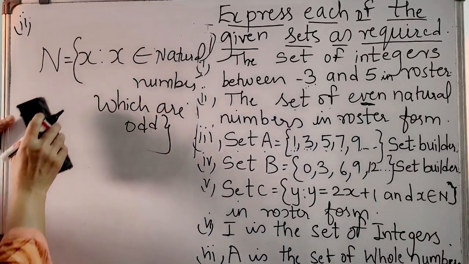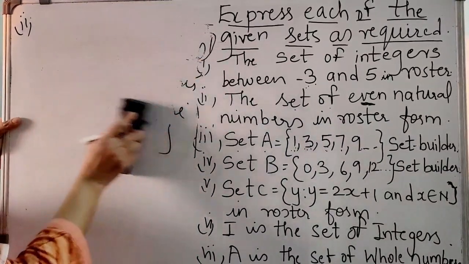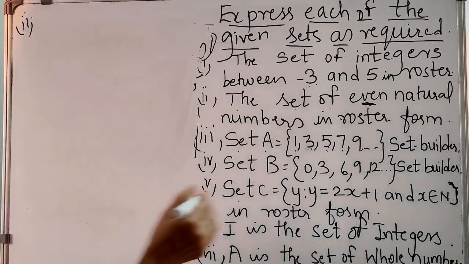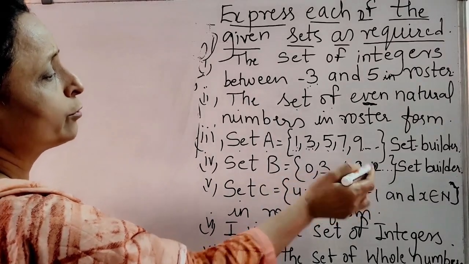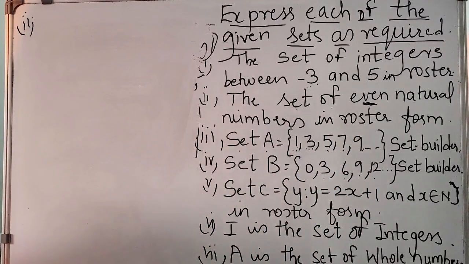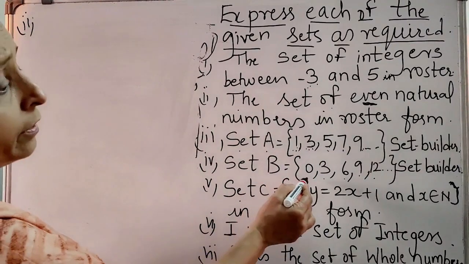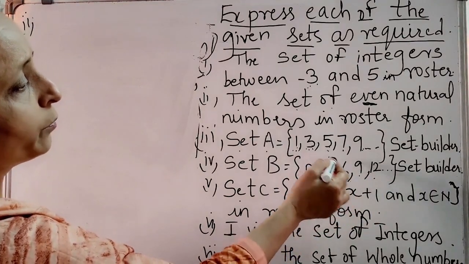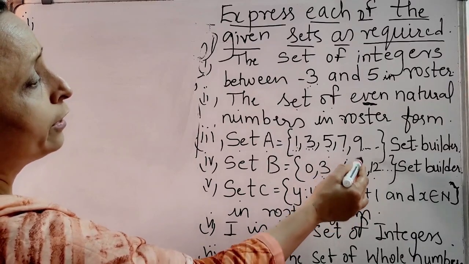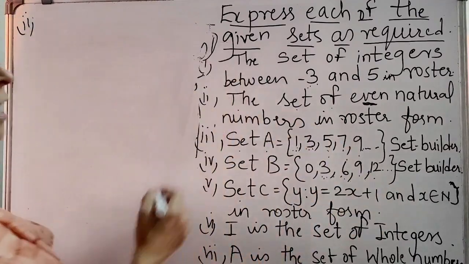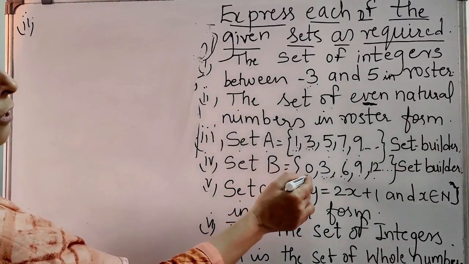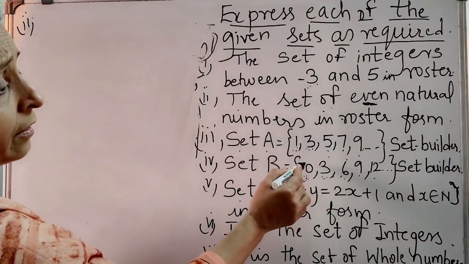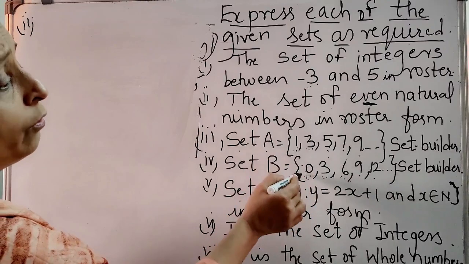Now next is set B, that is 0, 3, 6, 9, 12. Now looking at this, what you find is the numbers which are divisible by 3. You divide this by 3, you get 1; divide this by 3, you get 2, 3, 4. Now 0 is not a natural number, so it is not the set of natural numbers. It is the whole numbers.